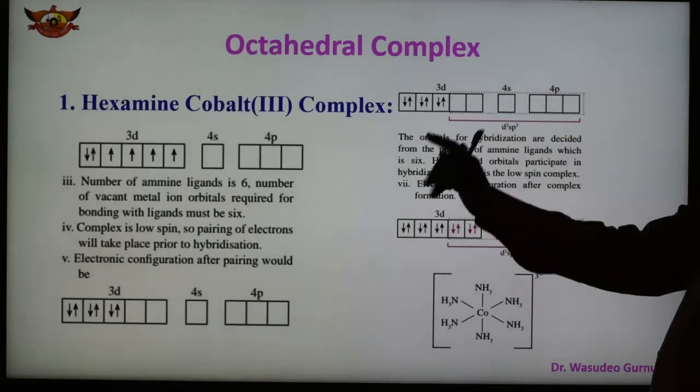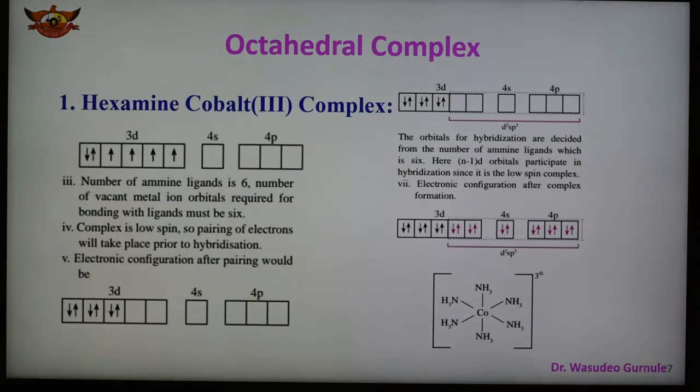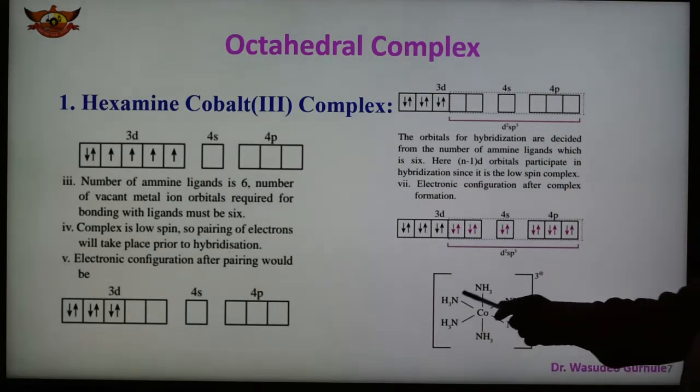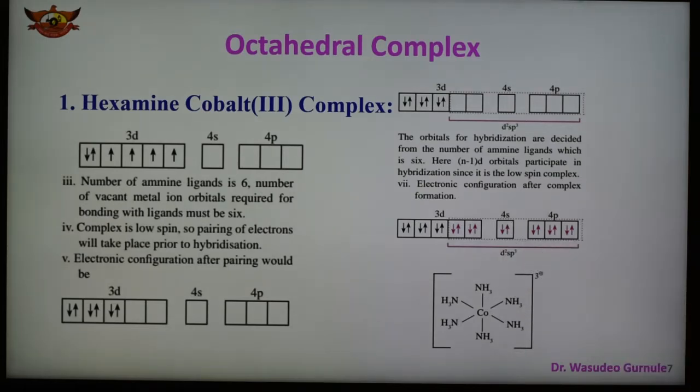So in this complex, cobalt is the metal, ammonia is the ligand, and there are 6 ammonia ligands, and the hybridization is d2sp3 and the geometry is octahedral. So in this way we can explain the formation of an octahedral complex. And another complex is also there.